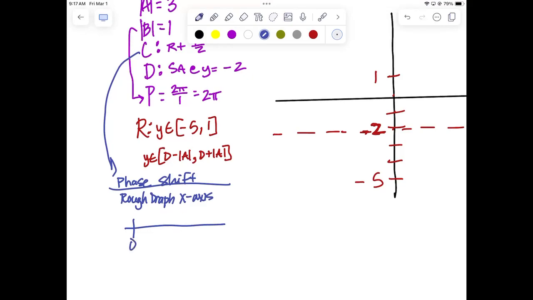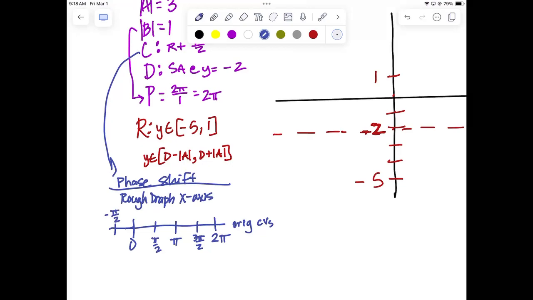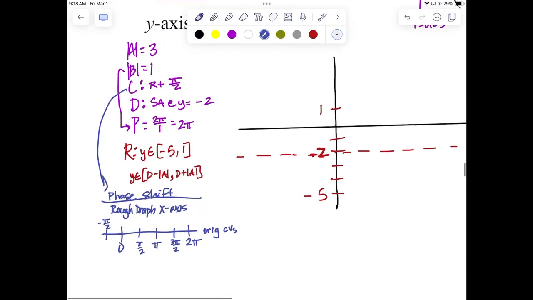Before a phase shift, I go from 0 to 2 pi, right? And then that gives me pi and pi halves and 3 pi halves. Those are my original critical values. Now, if you want to come to the left one, that would also be negative pi halves. Let's give ourselves at least one negative one. Those are the original critical values.